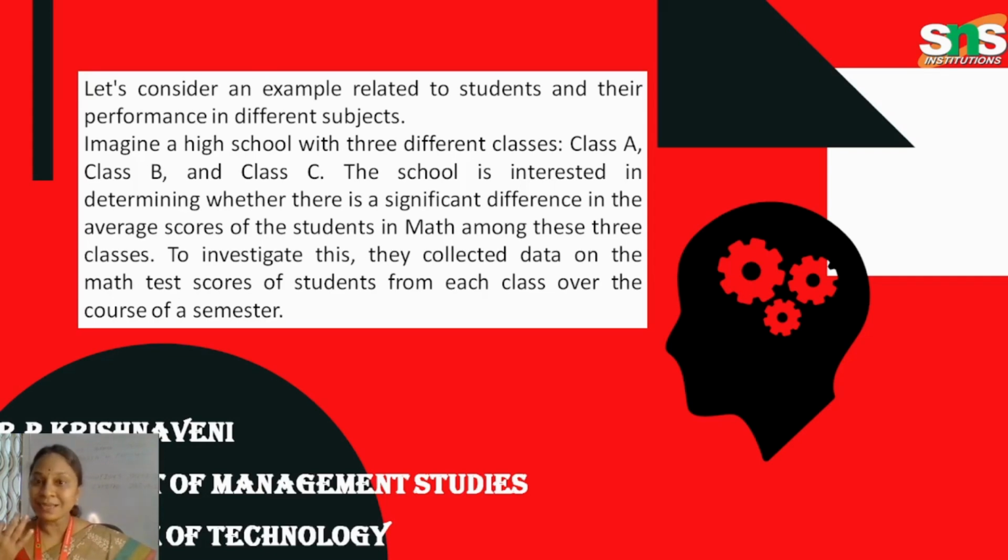Imagine a high school with three different classes A, B, and C. The school is interested in determining whether there is a significant difference in the average score of the math marks among these three classes. To investigate this, they collected the math scores from each class and made the analysis. Obviously, here there are two things to be considered. One is an important factor, the independent factor, that is class A, B and C. Their math score is a numerical value. So one is categorical, the other one is numerical.